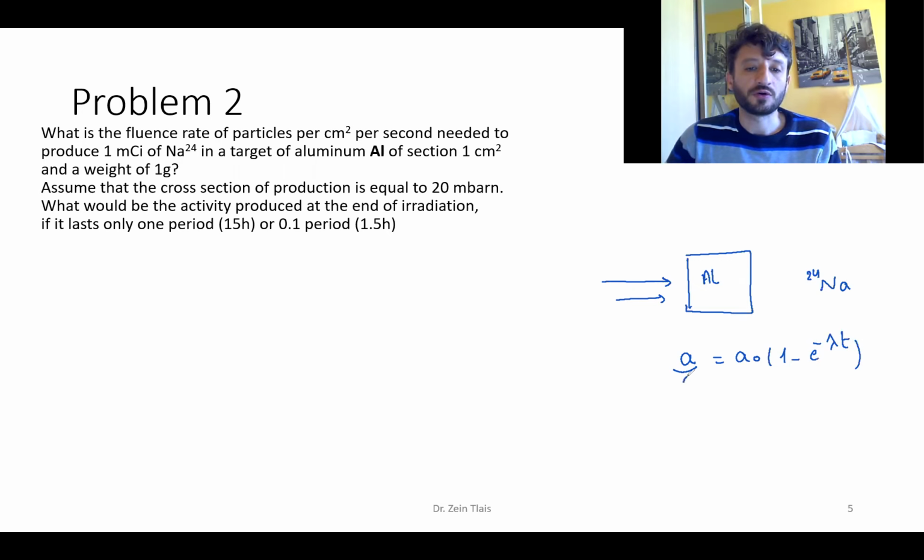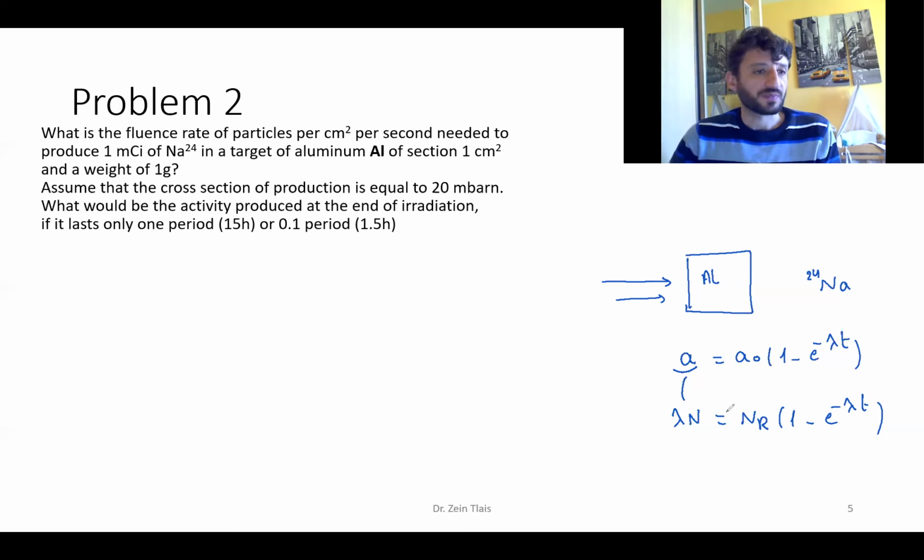Okay, you know A equals lambda N, the decay rate or activity, the number of decays per second. A0 equals N R, the rate of production of unstable element, times 1 minus exponential of minus lambda t. You don't need to calculate this expression each time you want to solve a problem. You can put it directly. Okay, let me see what we have.